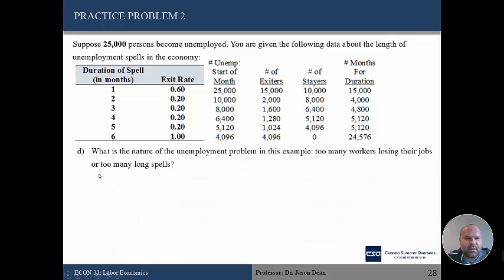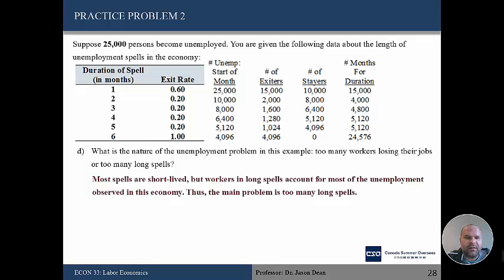Now the last question says, what is the nature of the unemployment problem in this example? Is it too many workers losing their jobs, or too many long spells? What do you think? Well, clearly many workers have short-lived unemployment. Like right off the bat, 60% of the unemployed return to work. However, the big issue here is the length. There's a lot of people still unemployed in the 6th month.